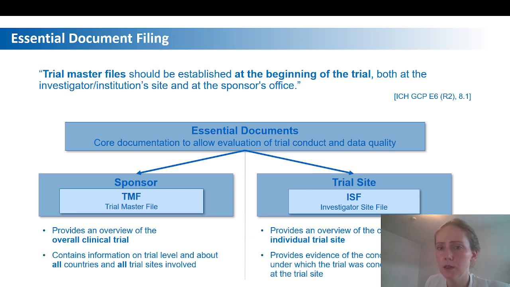Documents comprising the site ISF are used to prove the conditions under which the trial was conducted and contain sensitive information on trial subject identities. Together, they allow a reconstruction of the whole trial before, during, and even long after the trial has been conducted.